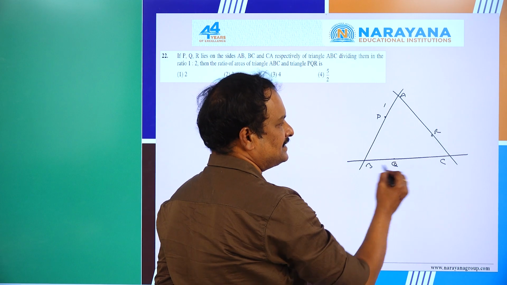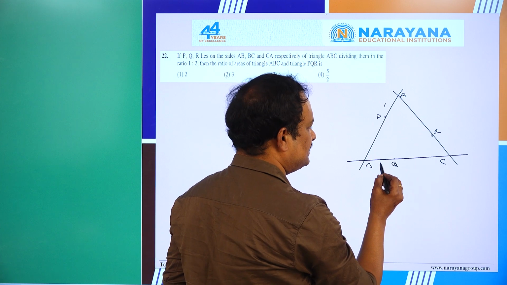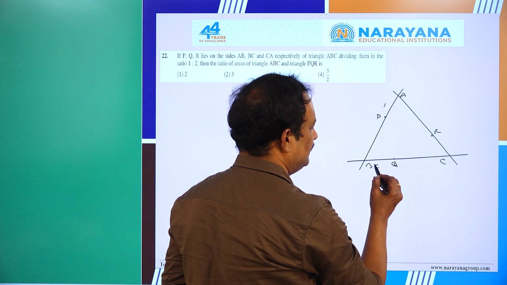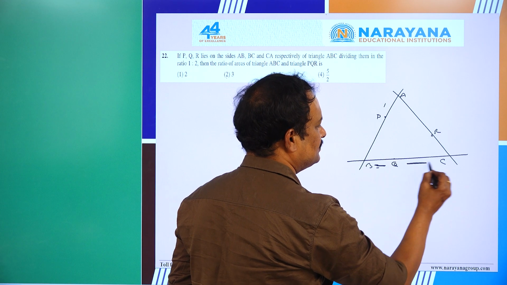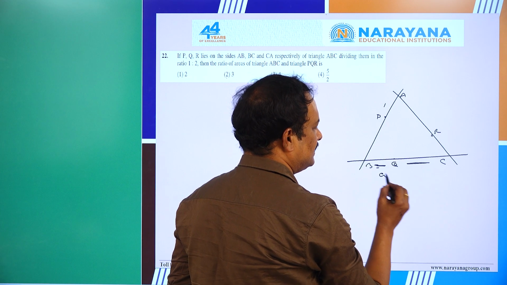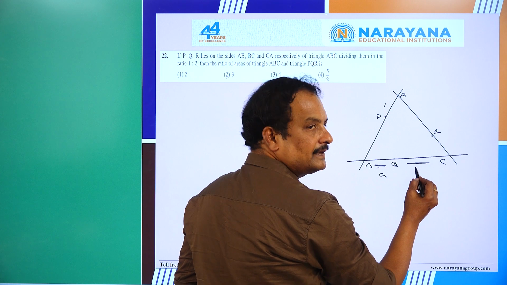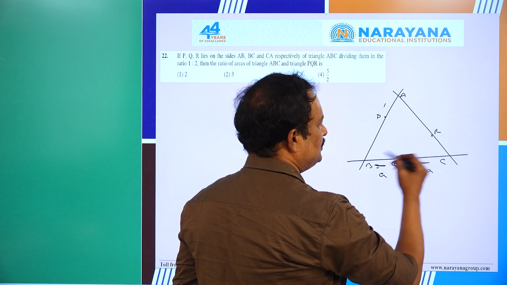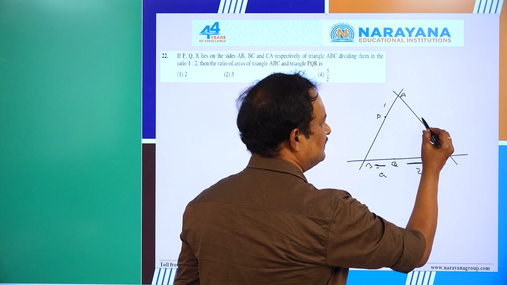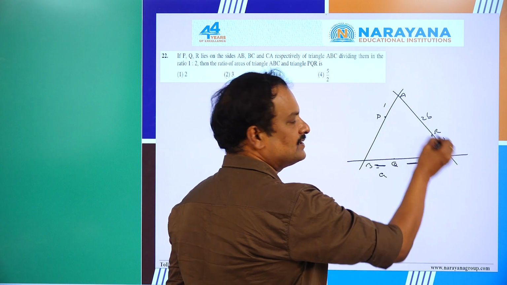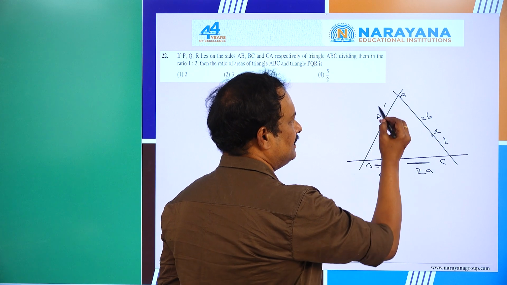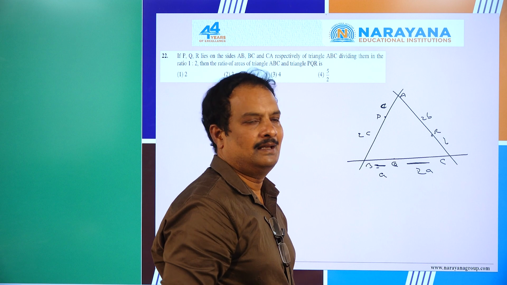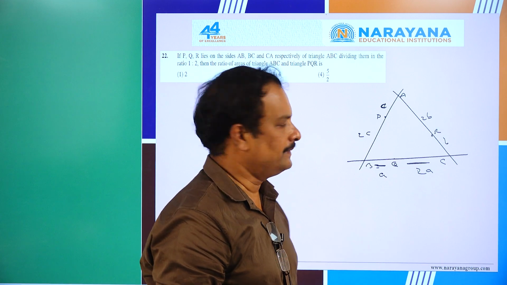So opposite to A, the side length will be generally taken as small a. Since it is 1:2, this length, the BQ part, similarly this QC part. If you take this as A, you should take it as 2A obviously, so that the ratio is 1:2. Similarly opposite to B, if you take this as B there, that will be taken as 2B, so that the ratio is 1:2. So opposite to C, if you take this as C there, this will be taken as 2C. That's all. Otherwise use some other notation, no problem.